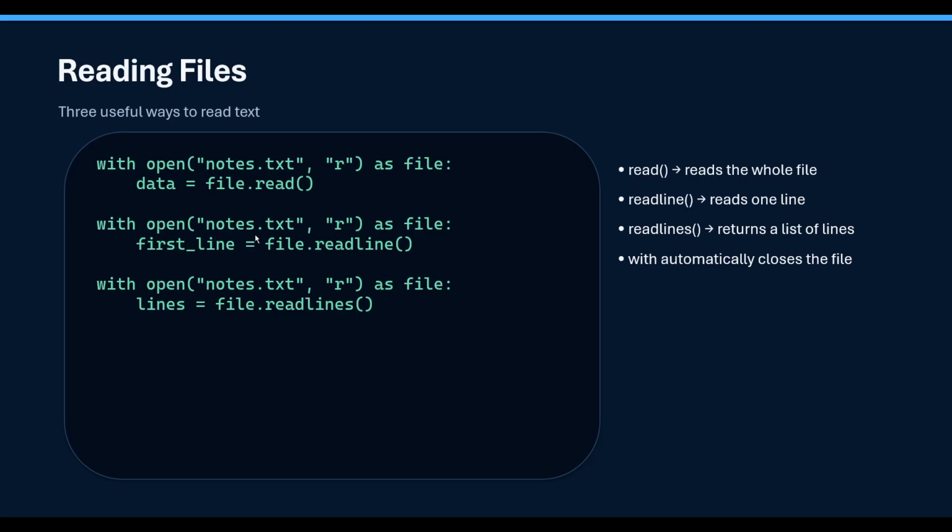In the second line we are doing the same thing, but the difference is we are using readline, meaning we read just a single line from the top. And in the third we have readlines, meaning we are reading many lines from the top. So these are the main differences, readline and readlines. Let's see it in code first.